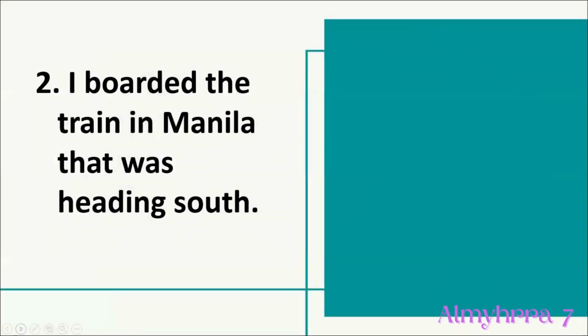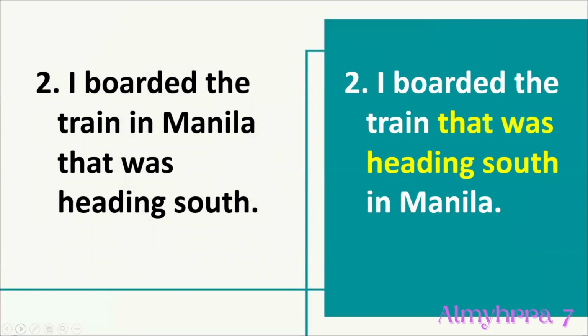Sentence number 2. Can you tell me the modifier here? It could be a clause, a word, or a phrase. Yes, you have here that was heading south. It shouldn't be placed beside the word Manila. It wasn't Manila that was heading south, but actually it was the train. So therefore, that is the revised sentence.